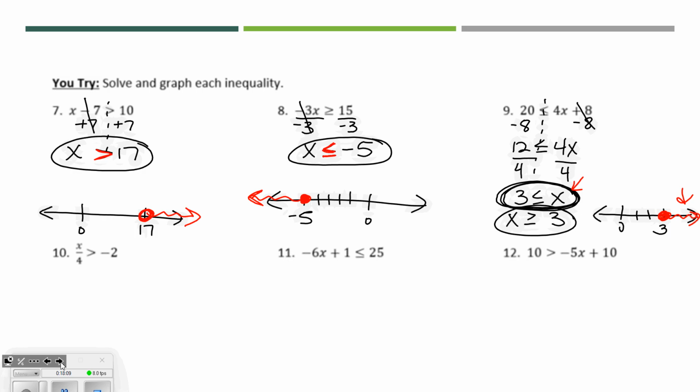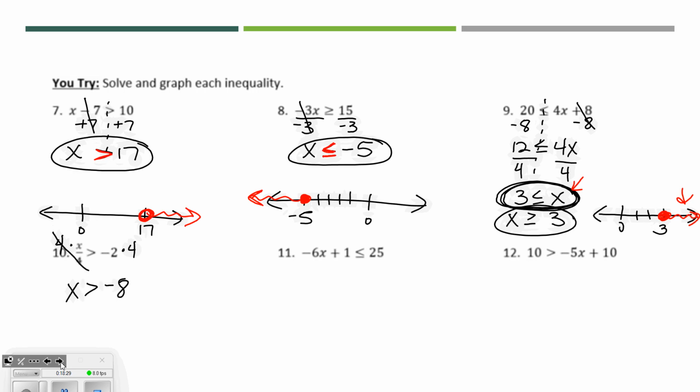All right, number 10. Oh my gosh, I have a fraction, but that's okay. This just means divided. Like a fraction is just division. X divided by 4. How do I undo division? I multiply both sides by 4. I'm going to multiply this by 4. Those cancel. I have x is greater than negative 8.